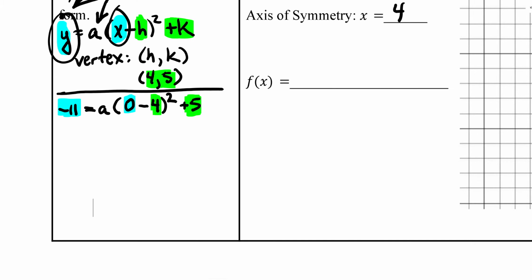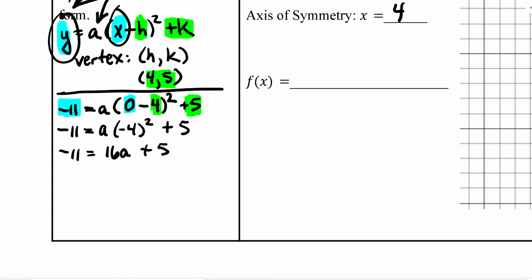So we're going to work through this. I've got negative 11 is equal to a times, and then 0 minus 4 is just negative 4. So I've got negative 4 squared plus 5. And negative 4 squared would be positive 16. So then I've got negative 11 equals 16 times a plus 5. Again, this 16 is this negative 4 squared. I just switched it so that it's the way we're used to seeing it, with the coefficient first and then the variable.